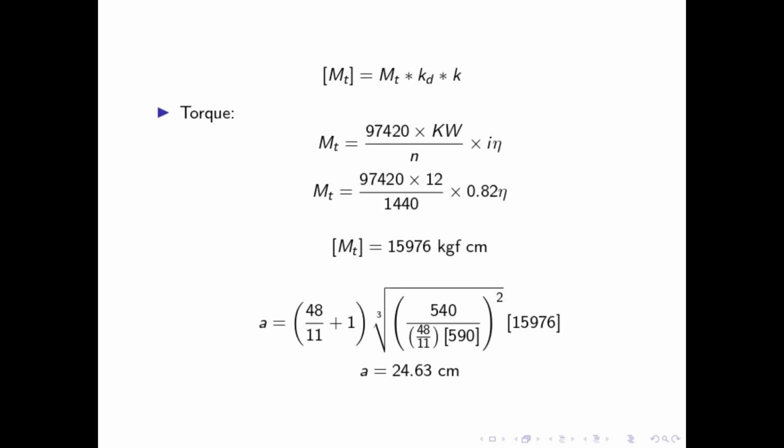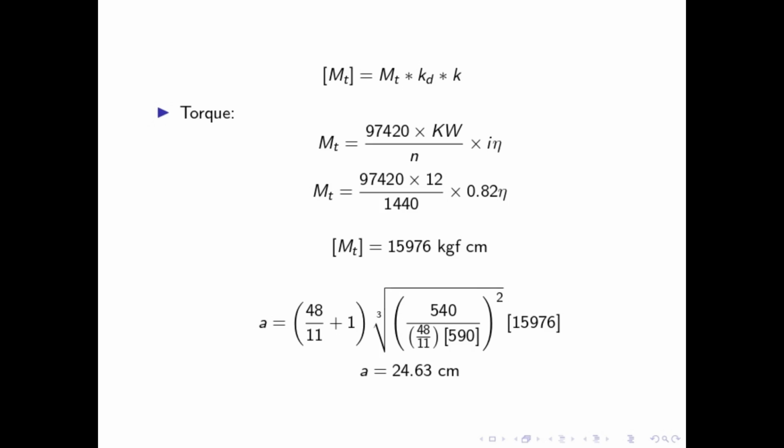So MT equal to 97420 into kilowatt by N into i into efficiency. Here everything is known. So MT equal to 15976.88 kg per centimeter. And designed MT equal to 15976 kg per centimeter. Since KD into K is given as 1, both designed MT and MT are equal, so whatever value we are getting for MT is equivalent to designed MT.